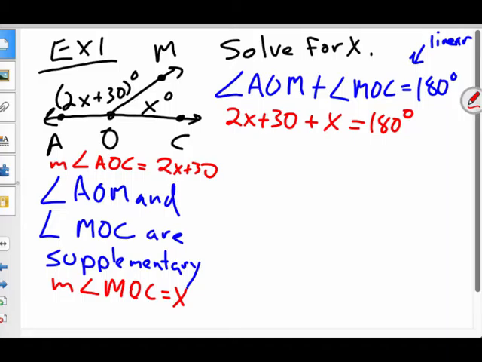Substitution, right? Since this is equal to this, then I can substitute that in here. So over to the side, we're going to say substitution. That's a property that I could use.